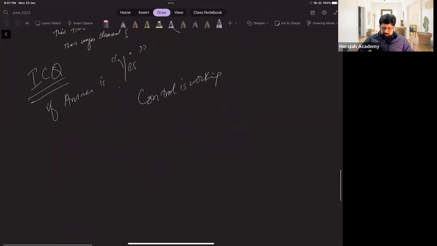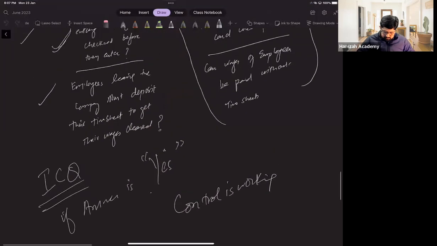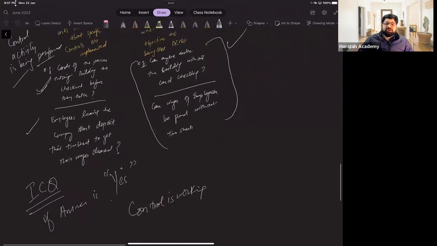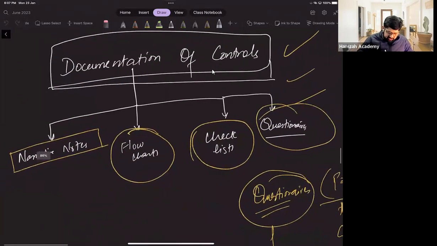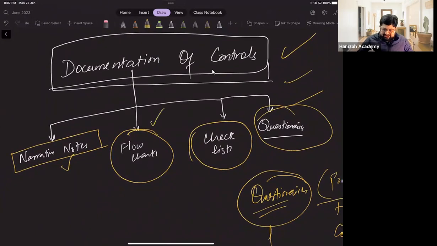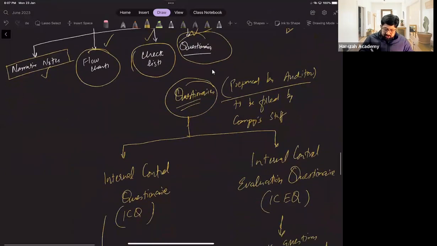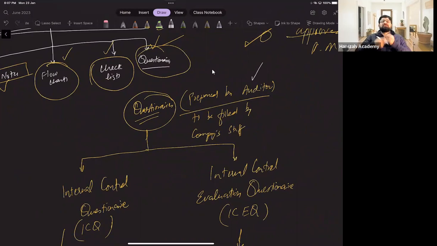Now, students, in the last class, unfortunately, we had to stop. So we were talking about documentation of controls. We have discussed the methods of documentation of control: narrative notes, flowchart, checklist, and the last topic is questionnaires. Questionnaires are prepared by the auditor and circulated among the team of the company. The management employees, the company's employees, have to fill these questionnaires.